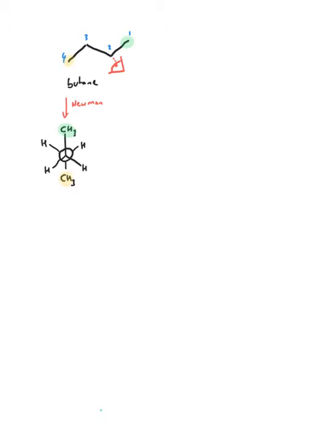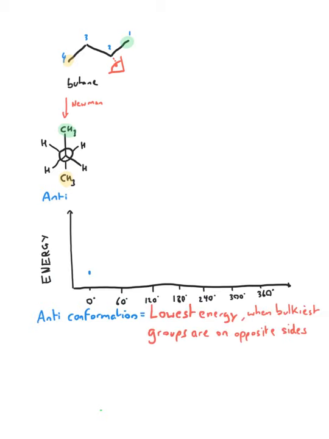Let's look at butane along the carbon-2, carbon-3 bond. And if we draw it like this, we start with the conformation where the two methyl groups are on opposite sides of each other. This is referred to as the anti-conformation. This is the lowest energy when the bulky groups are on opposite sides of each other.